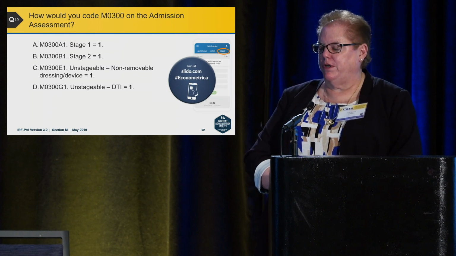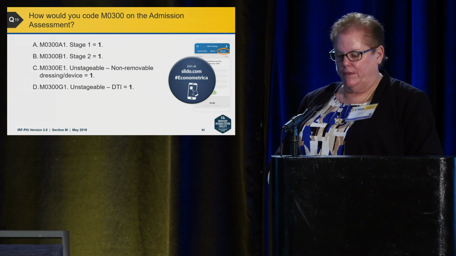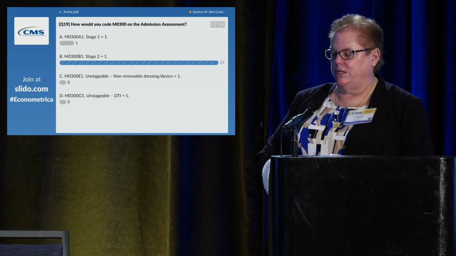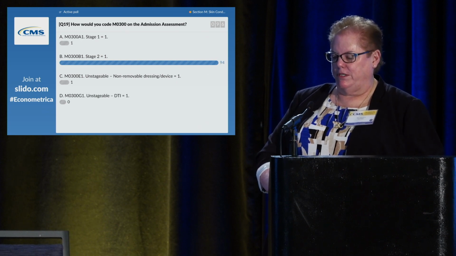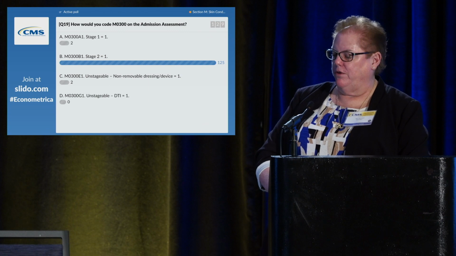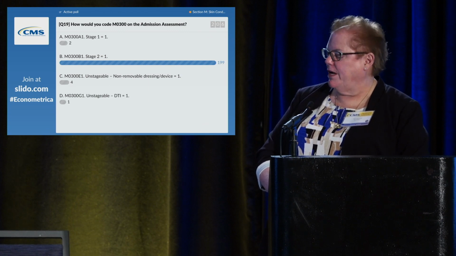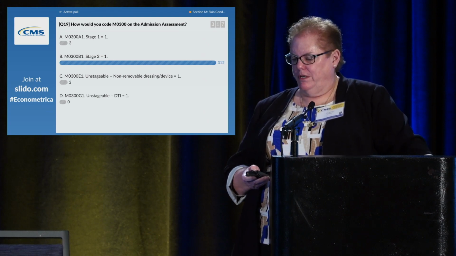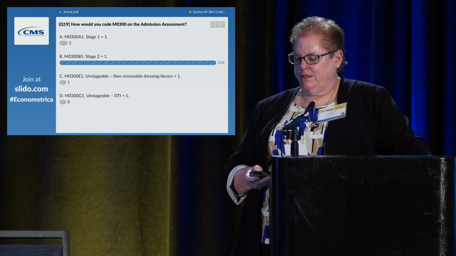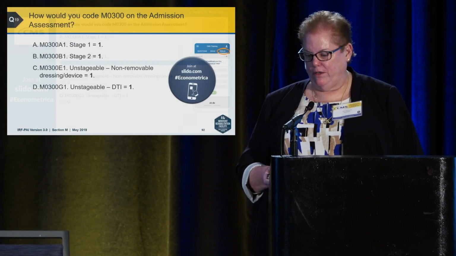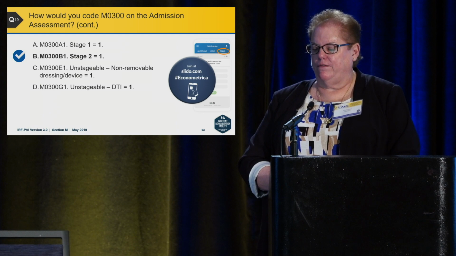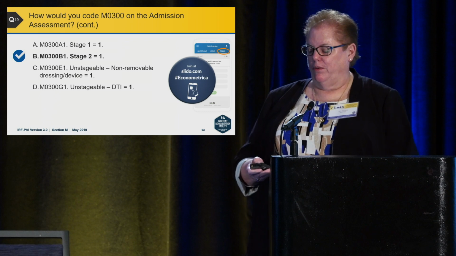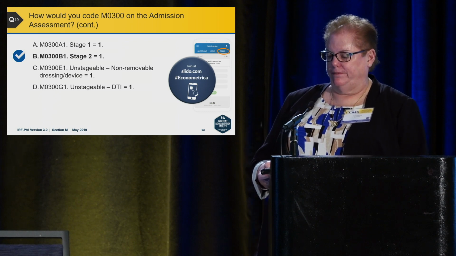How would you code M0300 on the admission assessment? Let's look at the coding here. Would you code M0300A1 as a stage 1, M0300B1 as a stage 2, M0300E1 as unstageable, non-removable dressing or device, and/or M0300G1 as unstageable due to a deep tissue injury? We have most people who have responded, so let's go ahead and see the answer. And in fact, we would code M0300B1 as a stage 2, equaling a 1 from that device.